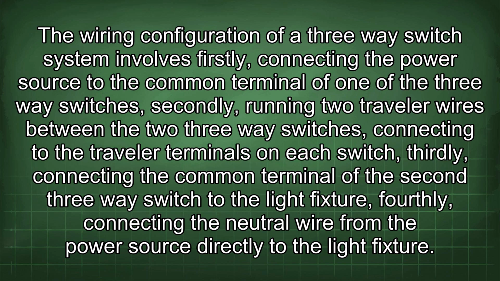The wiring configuration of a three-way switch system involves, firstly, connecting the power source to the common terminal of one of the three-way switches; secondly, running two traveler wires between the two three-way switches, connecting to the traveler terminals on each switch; thirdly, connecting the common terminal of the second three-way switch to the light fixture; fourthly, connecting the neutral wire from the power source directly to the light fixture.